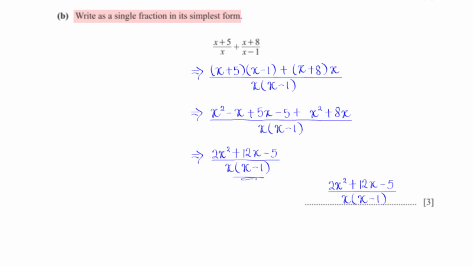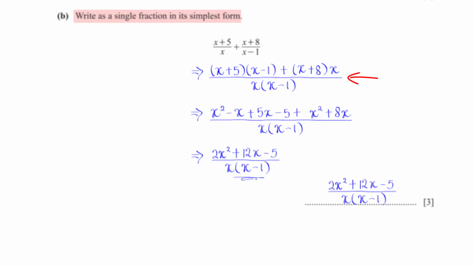Write as a single fraction in its simplest form: x plus 5 divided by x, plus 8 divided by x minus 1. And so in this case, our LCM is the product of the denominators, and that is x times x minus 1. x goes into the LCM, and we are left with x minus 1, which goes to multiply the numerator, which is x plus 5, plus x minus 1 goes into the LCM, and we are left with x, which multiplies the numerator, which is x plus 8.